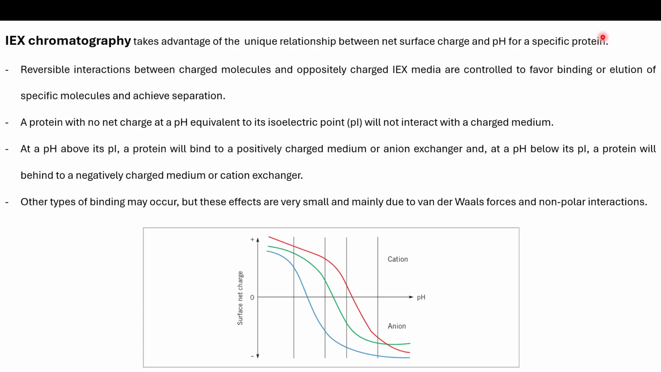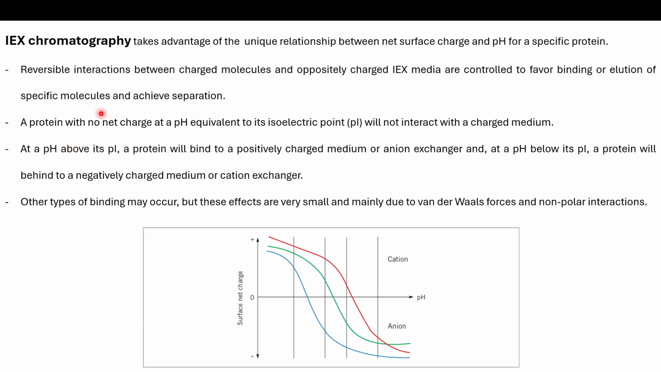This is the protein that we are interested in. This is our protein of interest. So the interactions are reversible between the charged molecules and the oppositely charged ion exchange media. These are controlled, mainly the pH is controlled, to favor the binding or elution of the molecules and achieve separation.